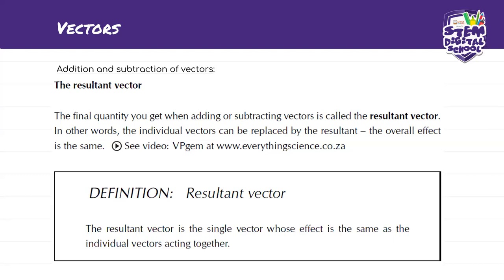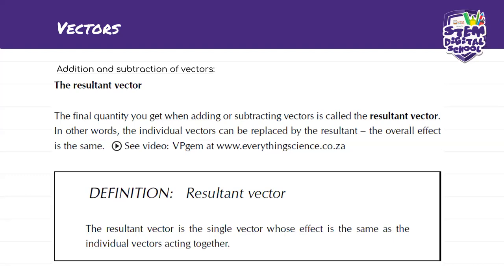So what is the definition of a resultant vector? The resultant vector is a single vector whose effect is the same as the individual vectors acting together. What does that mean? It means that if you're going to have your five steps forward and your two steps back, your resultant vector is going to be your three steps, which is going to be the total of your subtraction. So the three step is going to indicate, or it's a representation of your resultant, basically your entire movement until where you stopped.